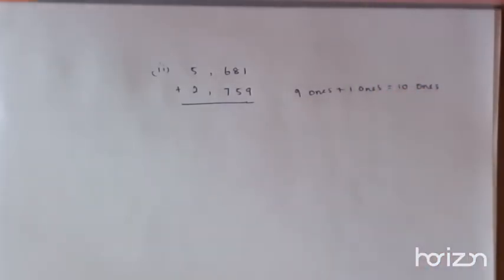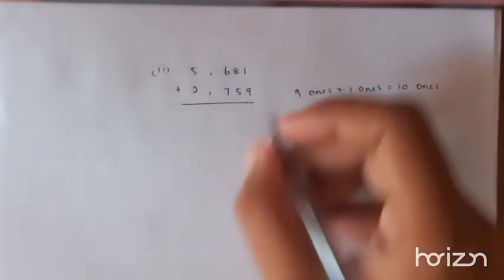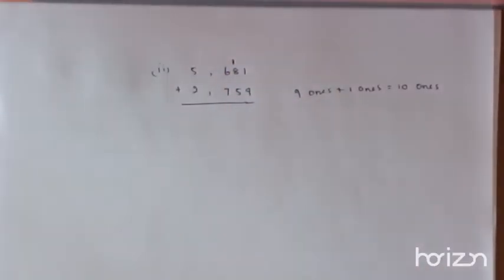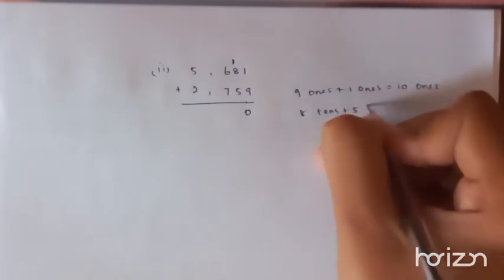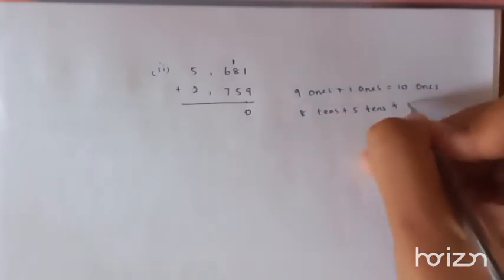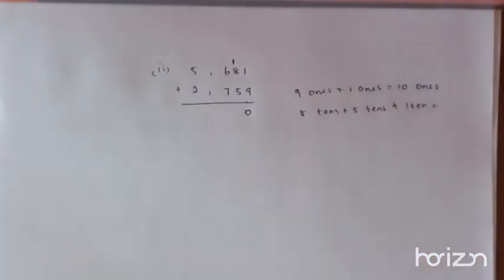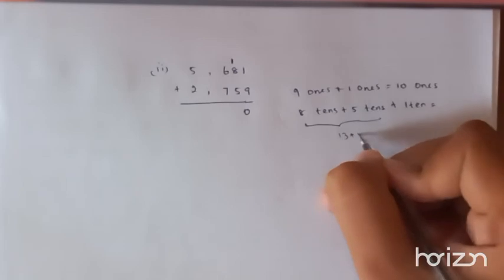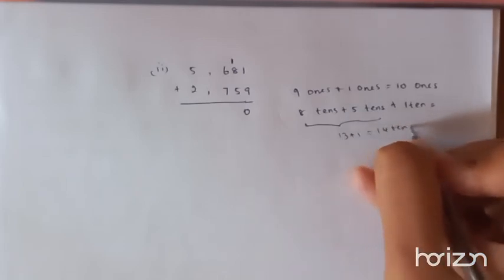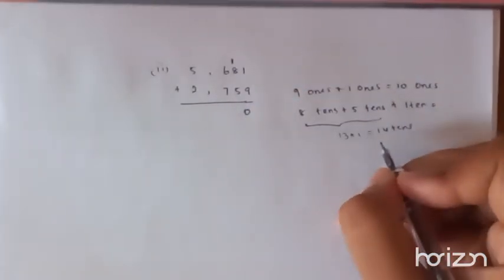So we realize we have 10 ones. So 10 ones is equal to 1 ten. So that 1 ten, we're going to regroup it into the tens column and put a 0 in the ones column. Now in the tens column, we have 8 tens, 5 tens, and 1 ten. So 8 tens and 5 tens, we have 13. 13 add 1, we would have 14 tens. All right, so we have 14 tens.